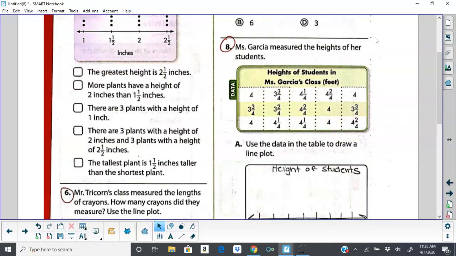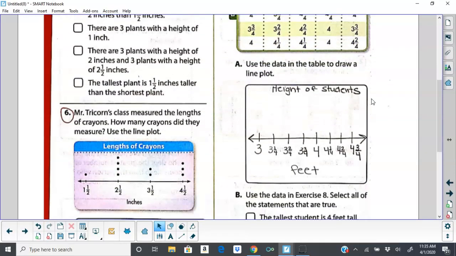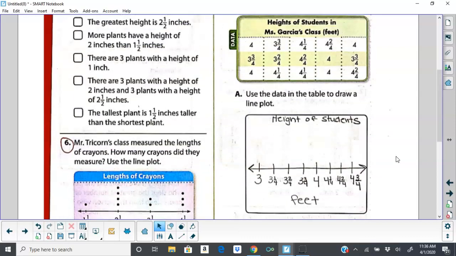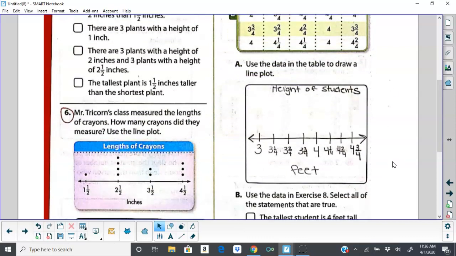And last one, number 8. Miss Garcia measured the heights of her students. Use the data in the table to draw a line plot. All right, well, I started it for you. Height of students, 3, 3 1/4, 2 1/4, 3 3/4, 4, 4 1/4, 4 2/4, 4 3/4. Quarters are the same as fourths. And feet on the bottom. So you're going to plot all the data using dots or X's to match the data table.